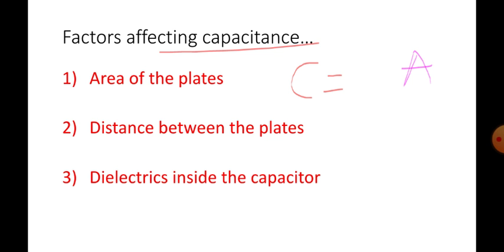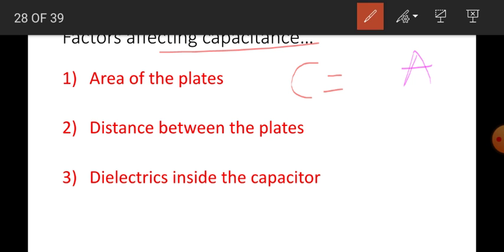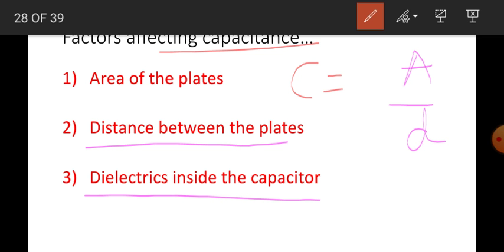So obviously अगर area of the plate ज़्यादा है तो it will hold more charges, right? And the second factor is the distance between them. So if the distance between the plates is more, capacitance will be less, inversely proportional. And then the dielectric inside the capacitor. I have already explained dielectrics in the first video. In case you have not seen it, kindly do watch it.